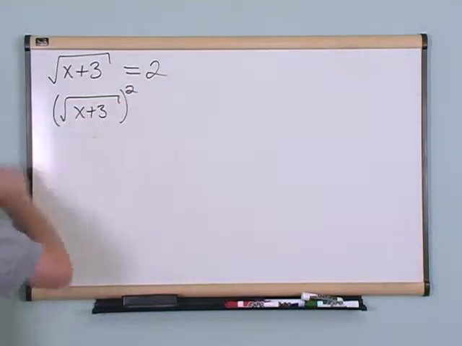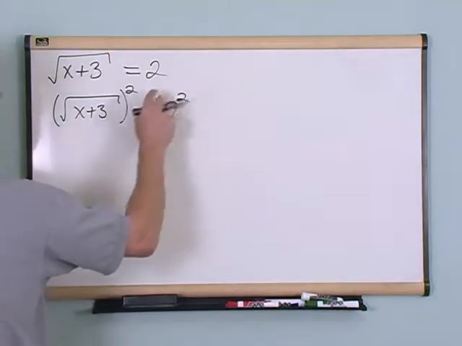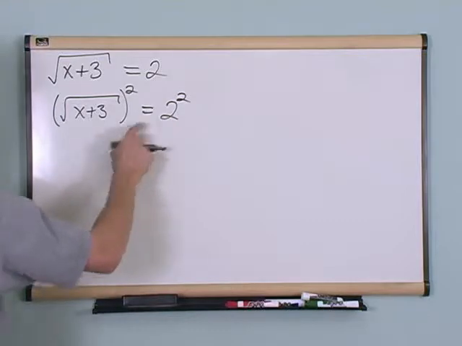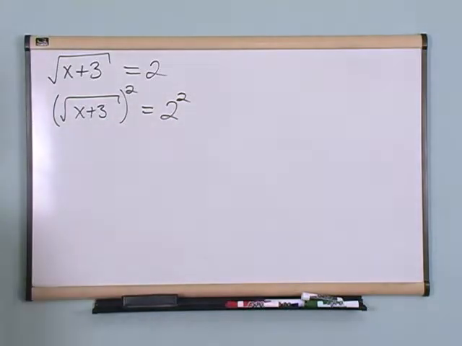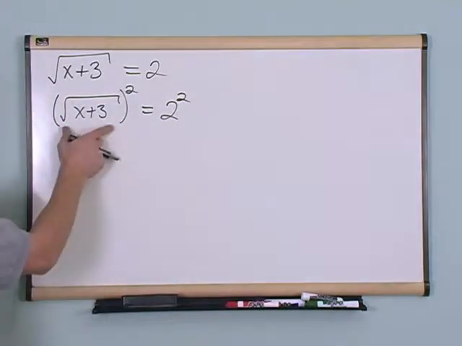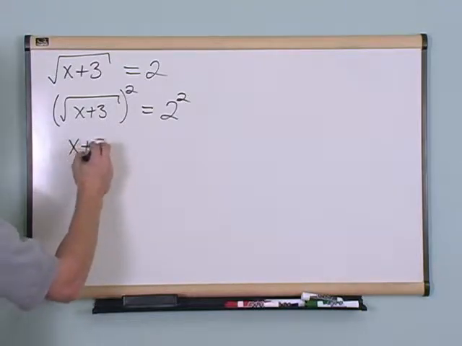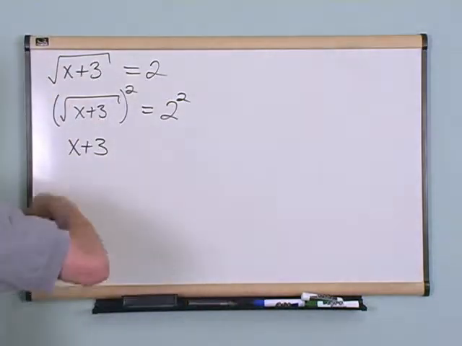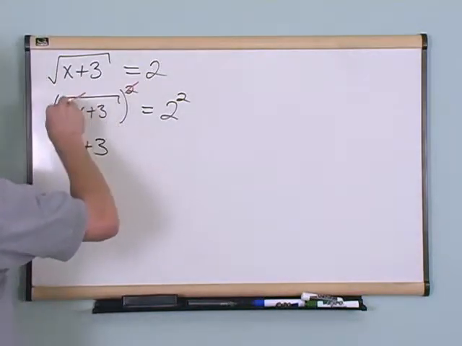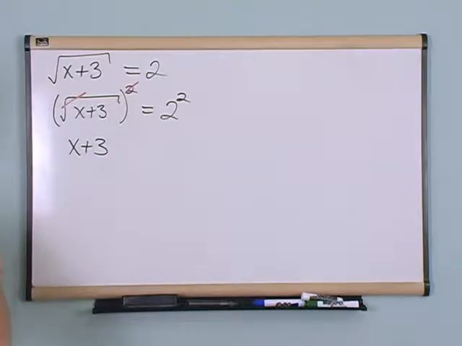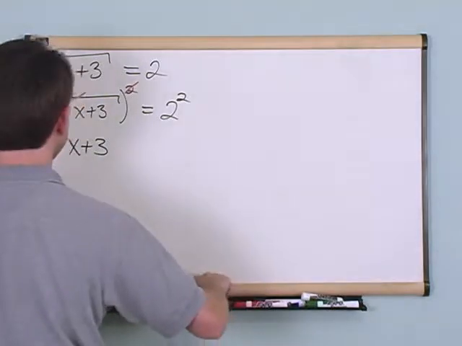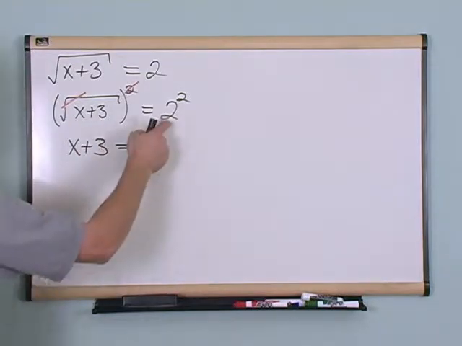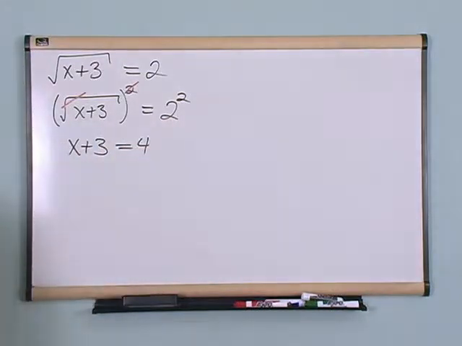Because a square gets rid of a square root, and I've got to square both sides in order to make it legal, because I can do anything I want to this equation as long as I do it to both sides. Okay? On the left-hand side, I'm just going to be left with x plus 3, because this square, if you want to make it kind of easy to remember, you can think of this square kind of cancels with the square root like that, so they just both disappear. Okay? And that's going to be equal to 2 squared, which is 4.